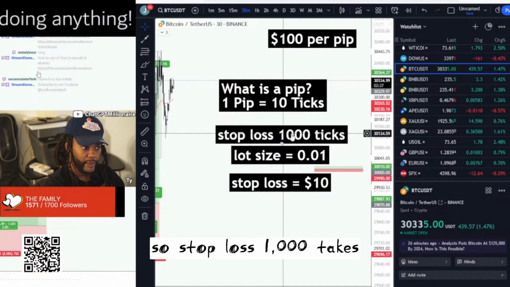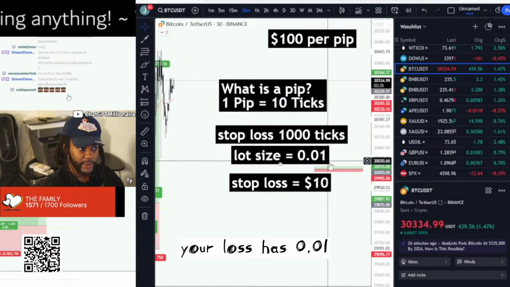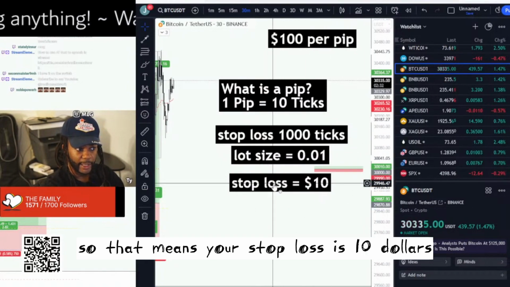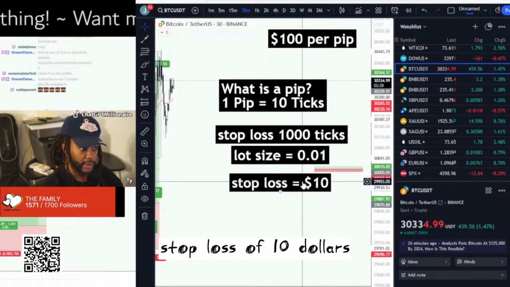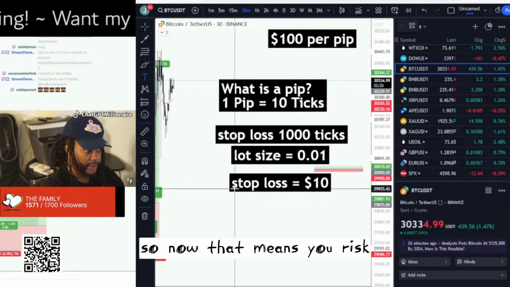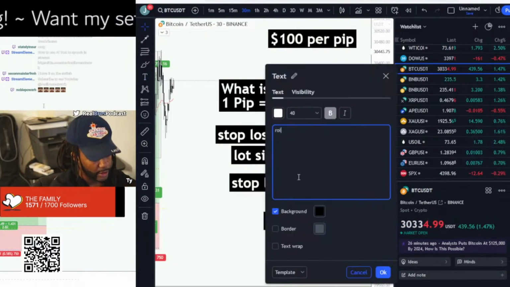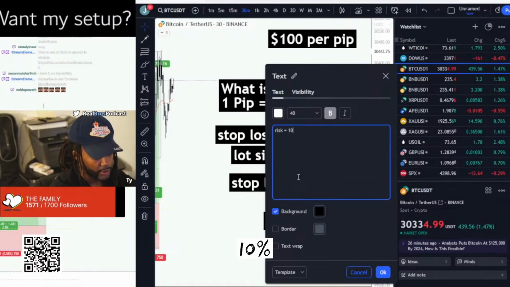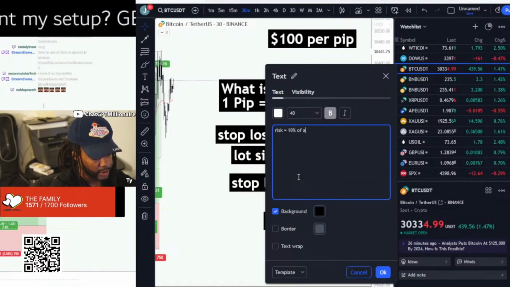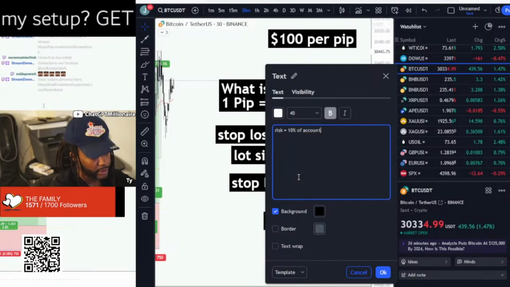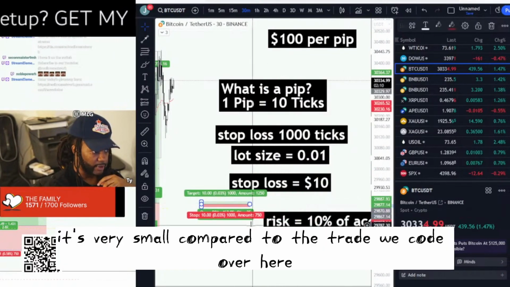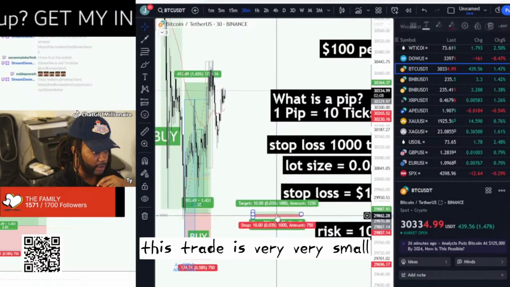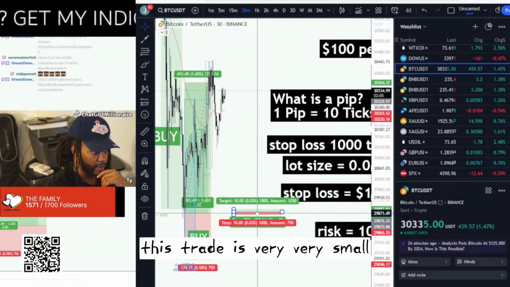So stop loss is 1,000 ticks, your lot size is 0.01, so that means your stop loss is $10. So you got a $100 account, stop loss is $10. So now that means you risk 10% of account. And you guys see how small this trade is. Like, it's very small compared to the trade we caught over here. This trade is very, very small.